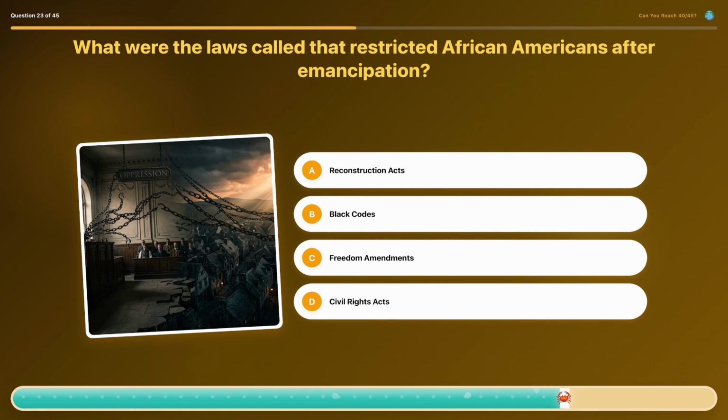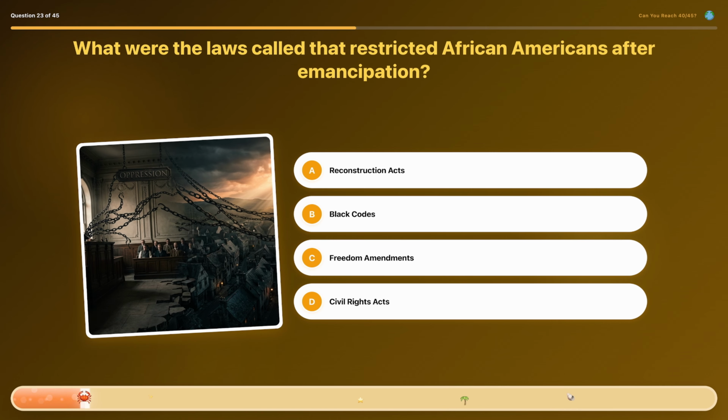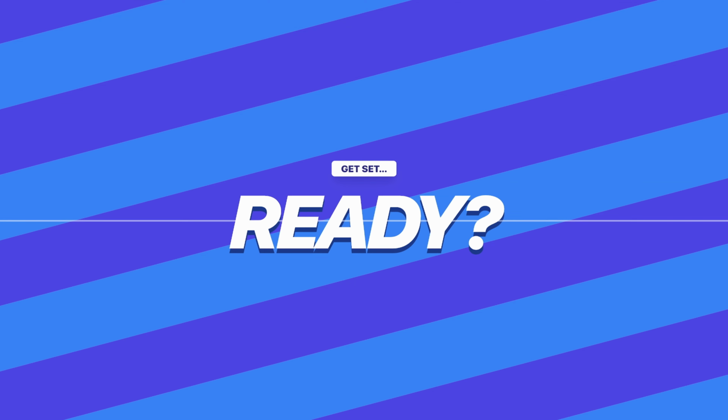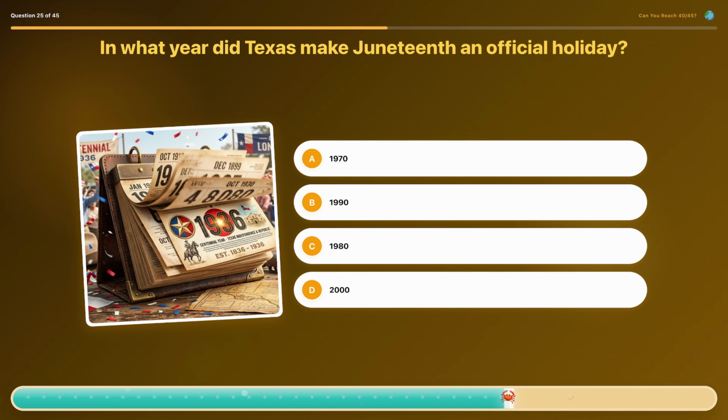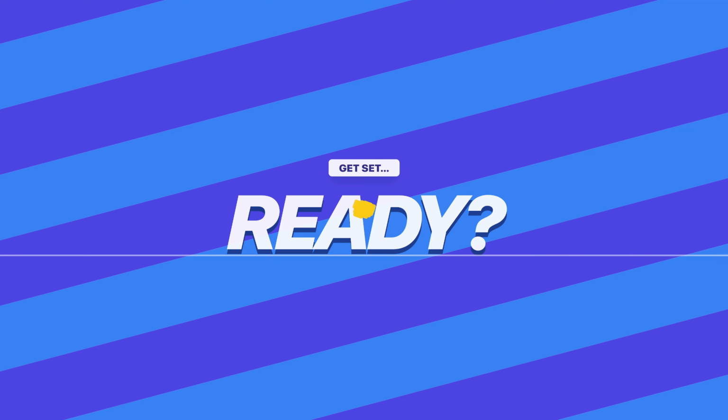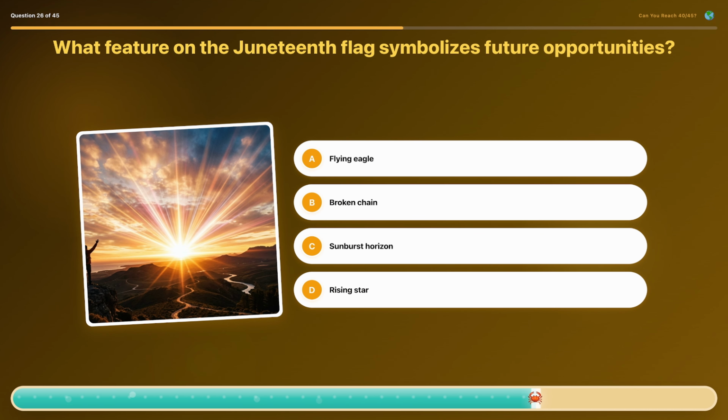What were the laws called that restricted African Americans after emancipation? Black Codes. Which state first recognized Juneteenth as an official holiday? Texas. In what year did Texas make Juneteenth an official holiday? 1980. What feature on the Juneteenth flag symbolizes future opportunities? Rising star.